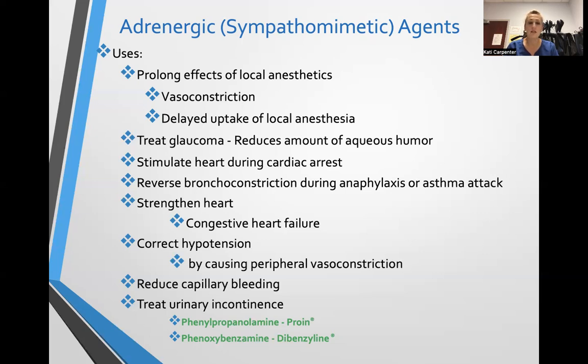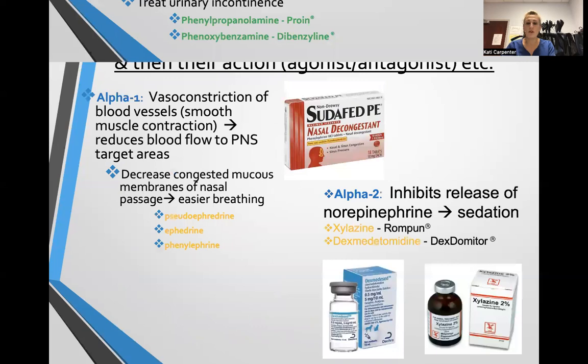And also treating urinary incontinence when that urinary bladder sphincter just doesn't have the strength that it used to. So the body isn't working on parasympathetic. So if we are shunting blood away from that area, it's going to actually help with urine leakage.